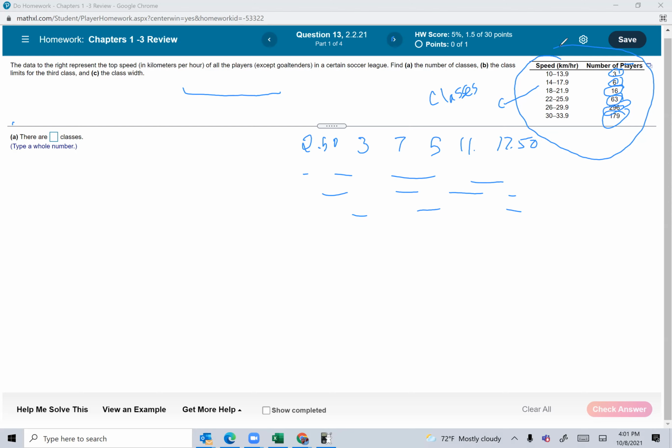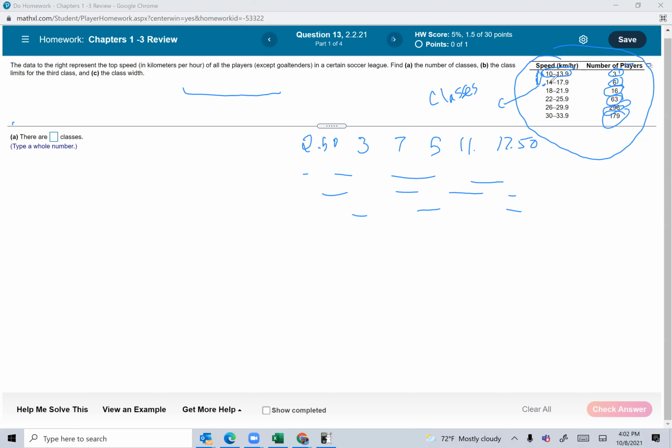Now, if you want to figure out the width of the class, here's how you figure it. So how wide the class is. This is what you do, guys. You take the beginning of the second class and the beginning of the first class and subtract them. So 14 minus 10 will give you 4, and that's what we call the class width. So each class has a width, which is the class width 4 here. You subtract 10 from 14, or you subtract 14 from 18, which is a 4, or you subtract 18 from 22, which is a 4, and so on and so forth.